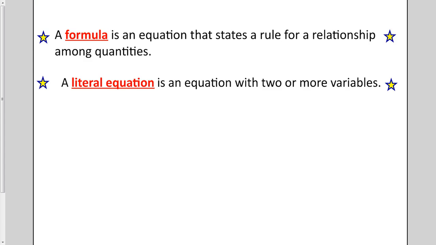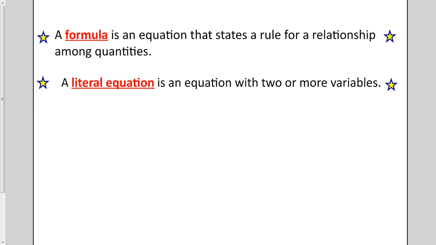The first things we need to look at for literal equations are some vocabulary: one is a formula and the other is literal equation. They both are really talking about the same thing, but a formula is an equation that states a rule for a relationship among quantities. So this is for physical quantities. The formula for area, the formula for volume, the formula for surface area, the formula for density, the formula for Newton's second law. All of these different formulas represent physical, real-world quantities.